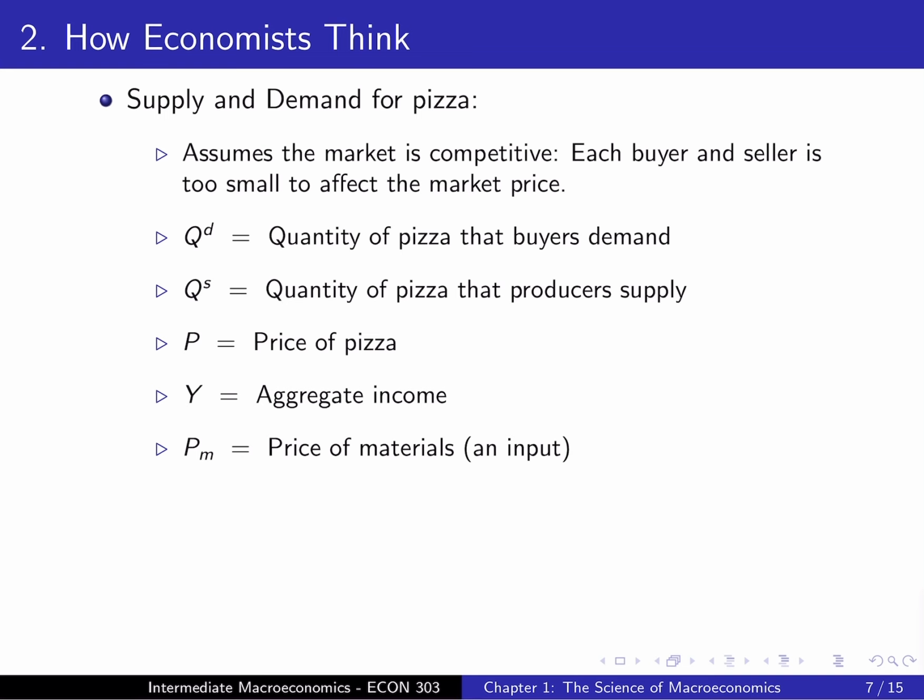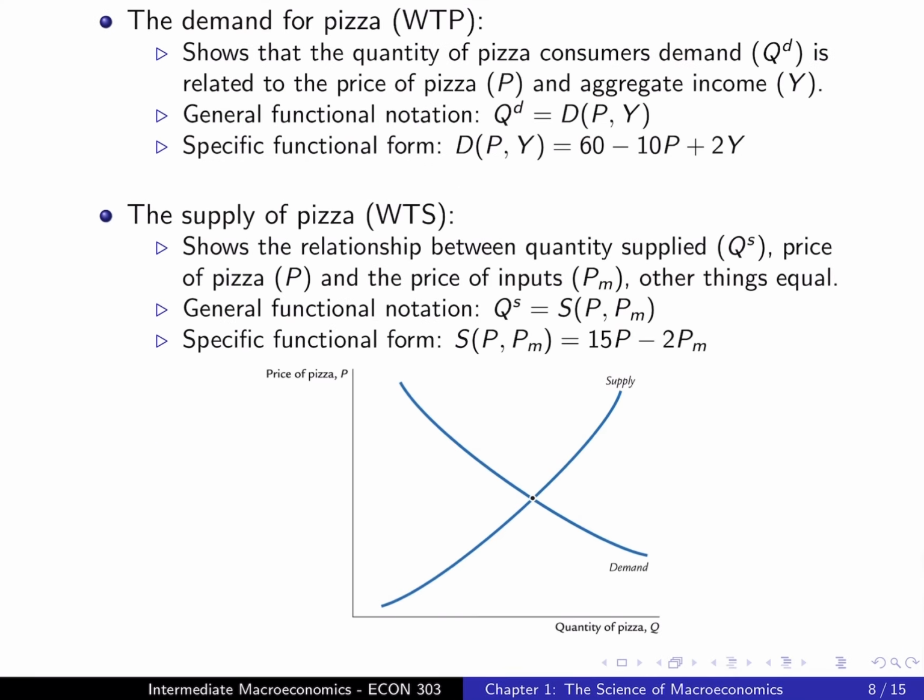By analyzing how these variables interact, we begin to understand how prices are set and how market outcomes are determined. Let's dive deeper into how economists model demand and supply, two of the most essential concepts in economic thinking. First, the demand for pizza, what we often call willingness to purchase, WTP.